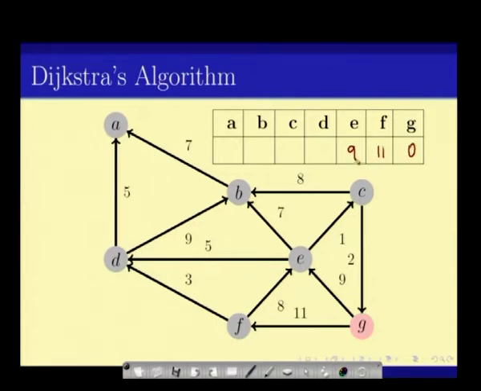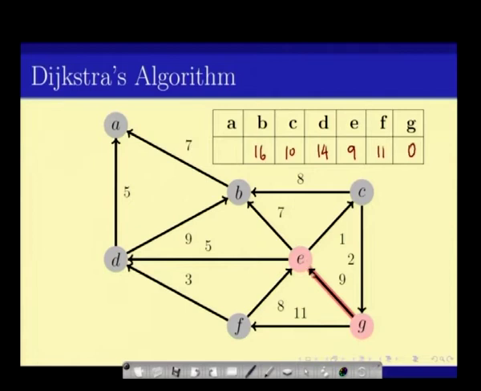Now, we find the smallest of all of them. In this case, E is the smallest, and so we choose E. That means this is the shortest distance from G to E. Now that it is fixed, we can update the shortest distances of other vertices. For example, for D, we can go to E and then go to D, so 9 plus 5 is 14. Similarly, for B, I can go from E to B with 7, so 9 plus 7 is 16, and for C we get 9 plus 1 is 10.